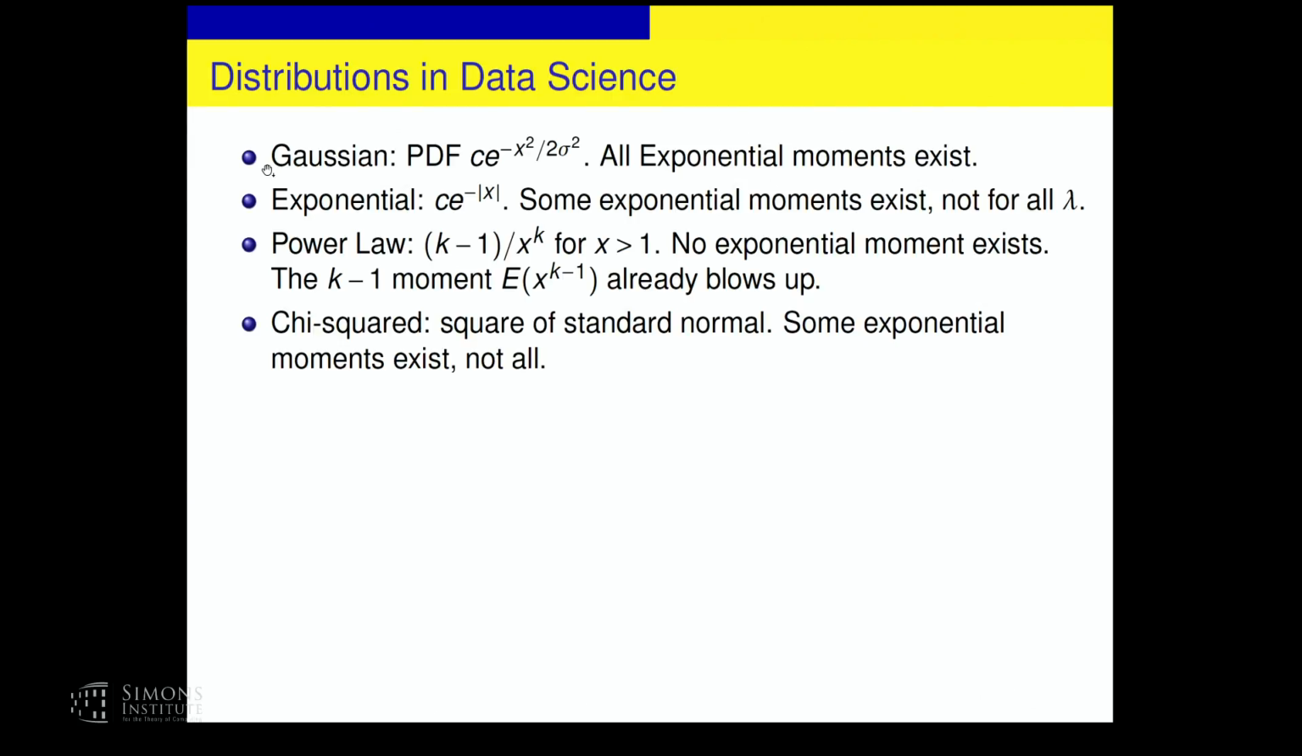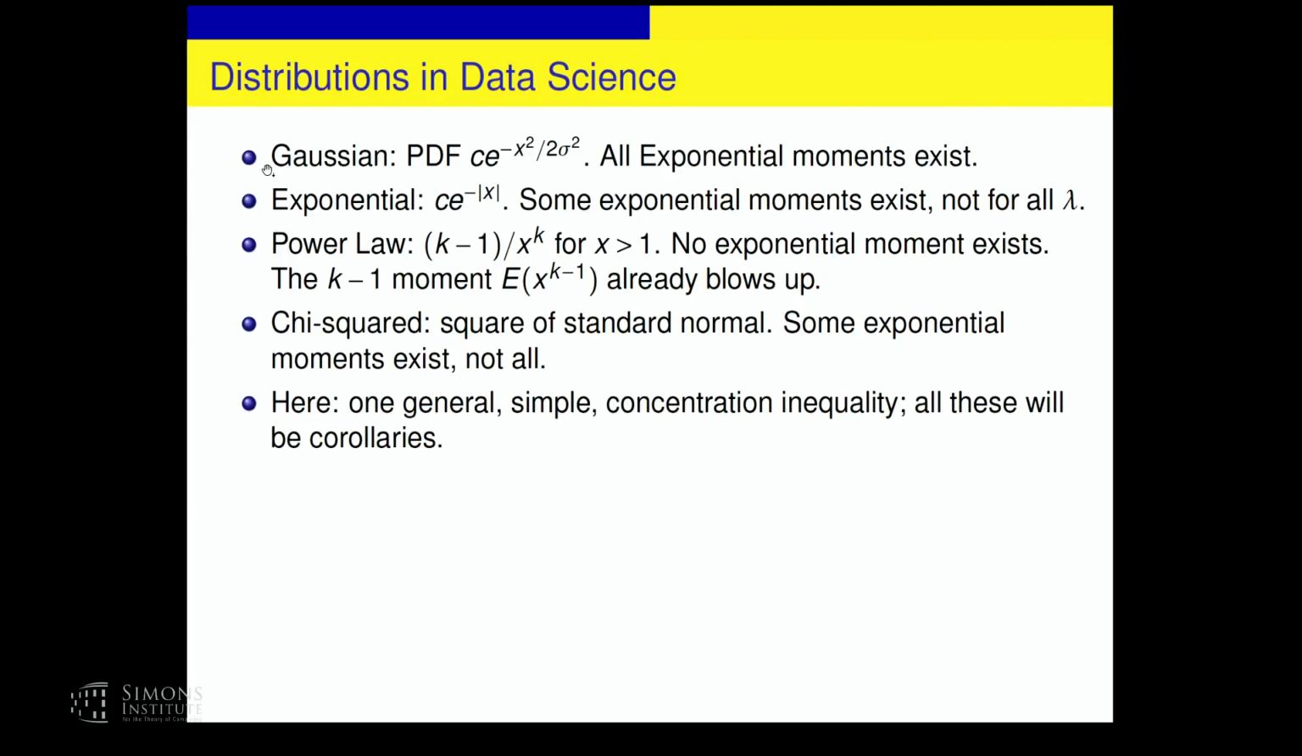So what we do in a lecture or a course often is, whenever we encounter one of these, we go and prove each one individually by hand, right? What I would like to tell you is that there's one general simple concentration inequality, and all these will be corollaries. Again, I don't think this is new, although I don't have a reference, but I'll give you a proof. And the idea is just simply go back to classical, good old finite moments.